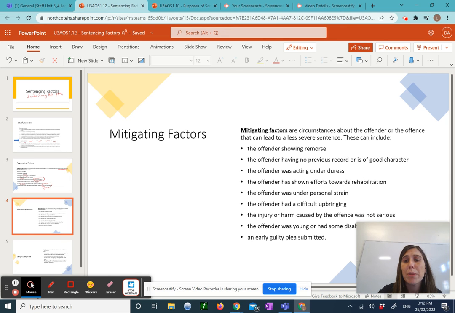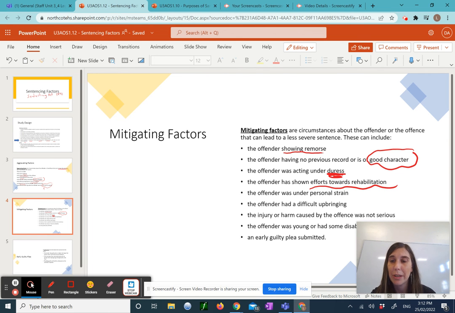Okay, so for example, maybe you show remorse during your trial. Okay, you realize that what you did was wrong or inappropriate, and you showed some sort of remorse. Whether or not it's out of character for you, have you always been a good person and committing a crime is unusual? Whether or not you've acted under duress. Okay, so have you committed a crime because you were forced to by someone else, or you felt pressured into doing it? Whether or not you've tried to rehabilitate. Have you gone to drug rehabilitation programs?